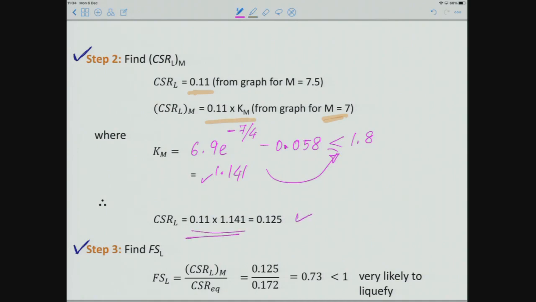And in the third step, I just take the ratio of whatever I have calculated in step 2 and step 1. Clearly, this is less than 1, so it is quite likely to liquefy. Make sense? Okay. Any questions on this?